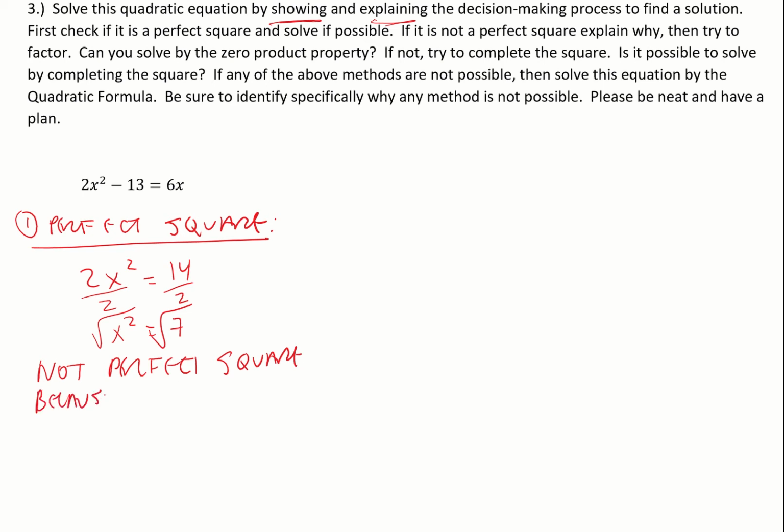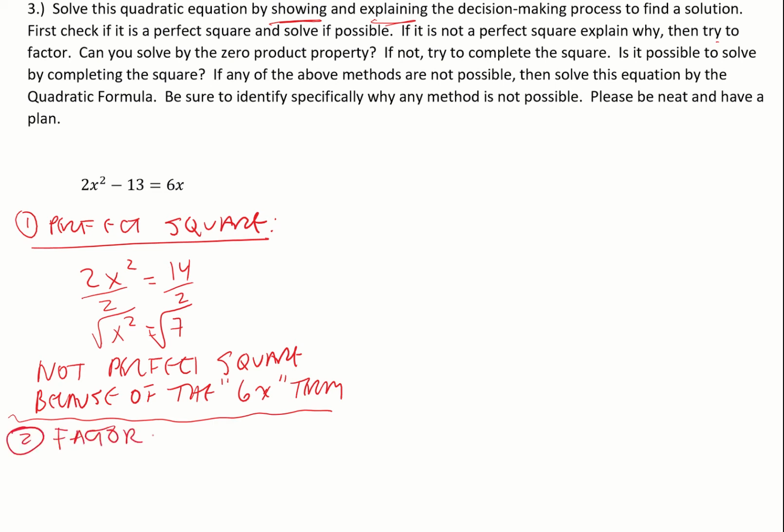Because of the 6x term. Alright, so we checked and it's not a perfect square. If it is not a perfect square, explain why and then try to factor. Okay, so I did that. So now step 2 says I want to try and factor this.